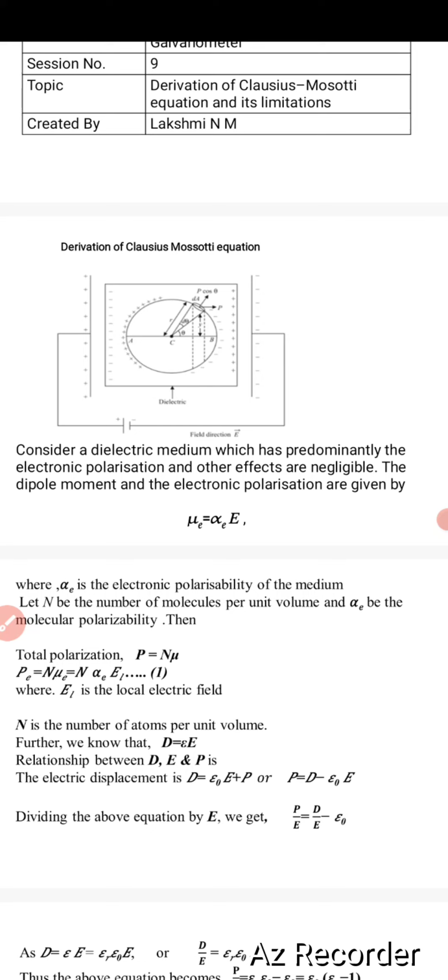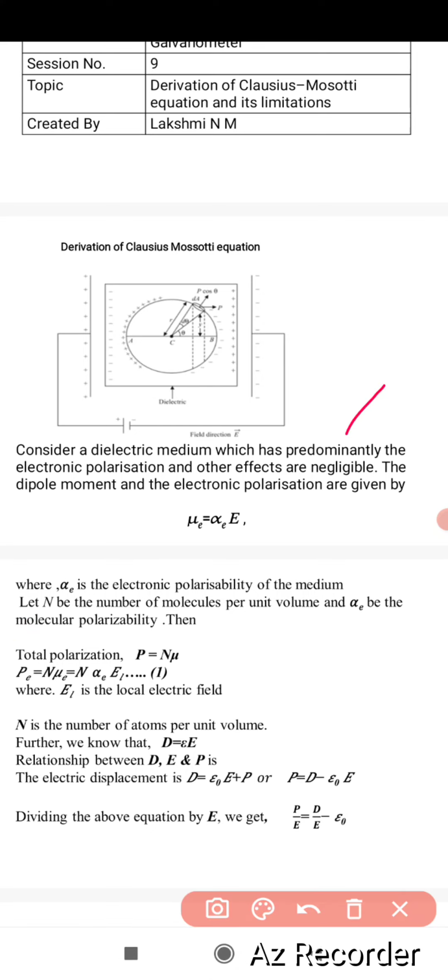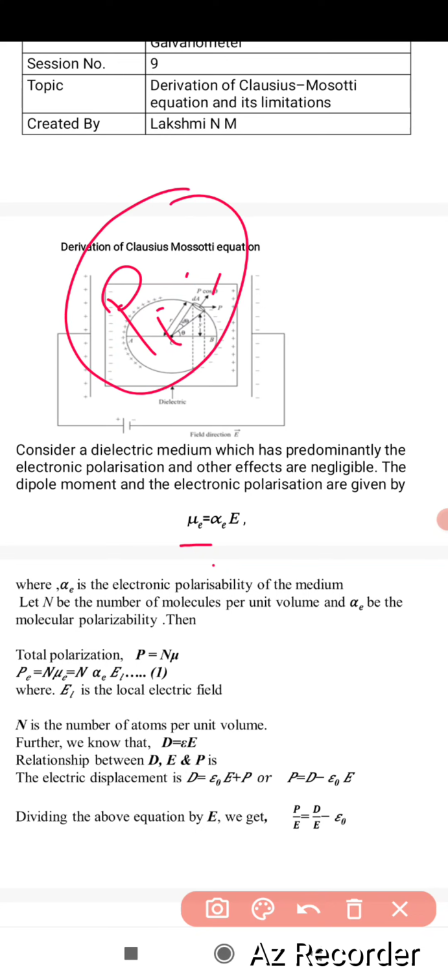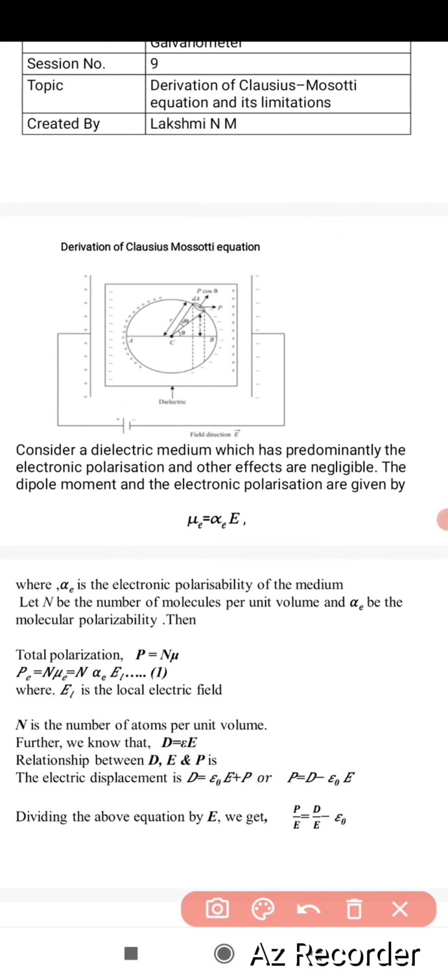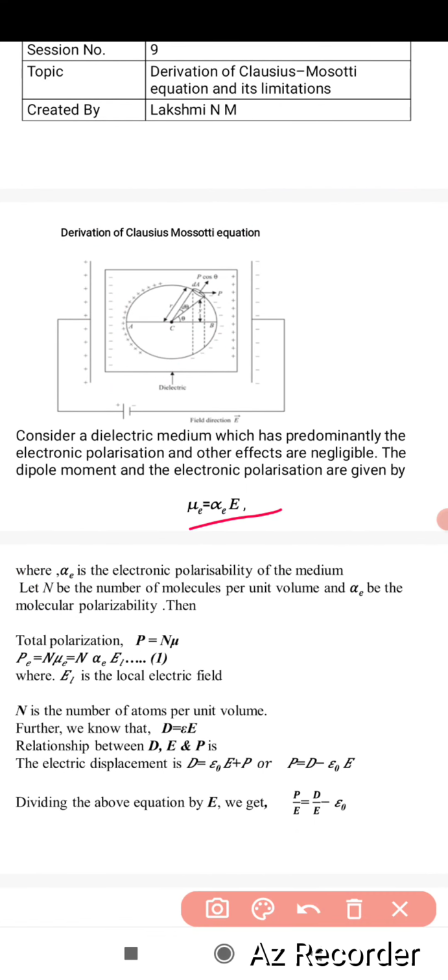Consider a dielectric material in which electronic polarization predominates. Other effects are negligible, small and minute. The dipole moment or electrical polarization will be a large effect. In dielectric materials, the dipole moment due to electronic polarization is given by mu e. In some textbooks it is represented by small p, an induced dipole moment, which is also equal to mu e, that is equal to alpha e into E. Here alpha e is the electronic polarizability of the medium.